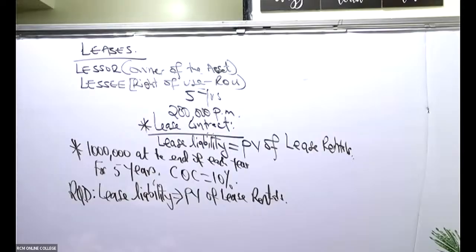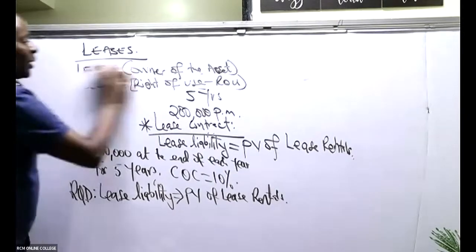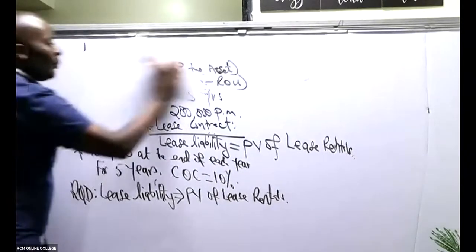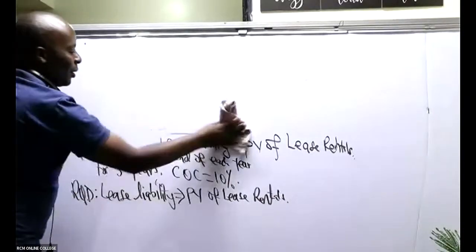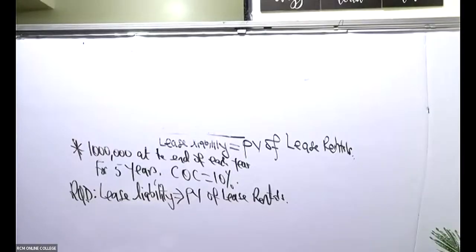Remember, COC stands for cost of what here? This stands for cost of capital. Remember, in most of the cases here, my good students, for leases, we shall be using what here? In most of the cases, we shall be using annuities.